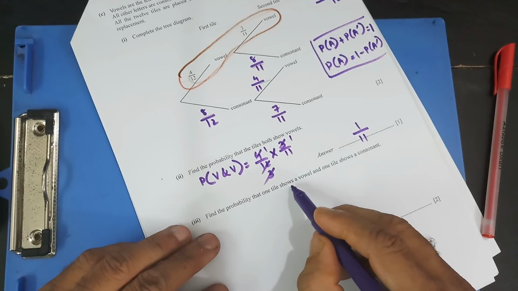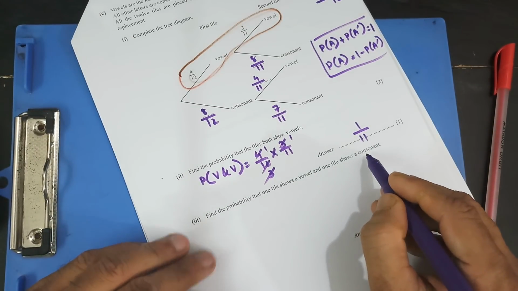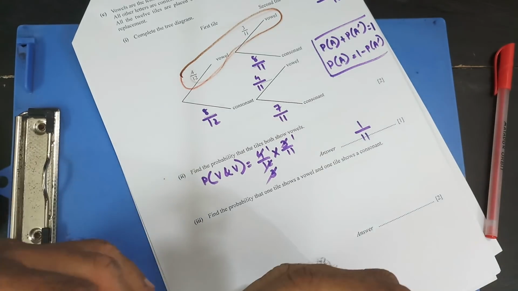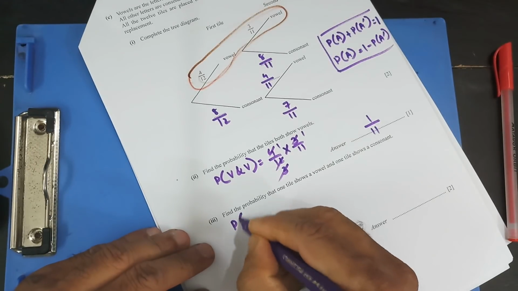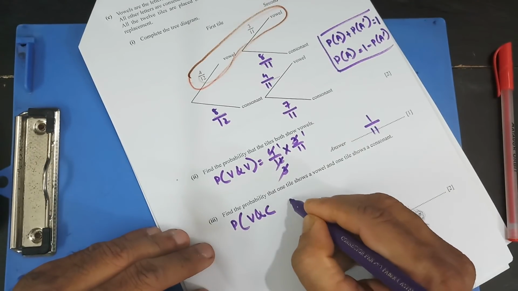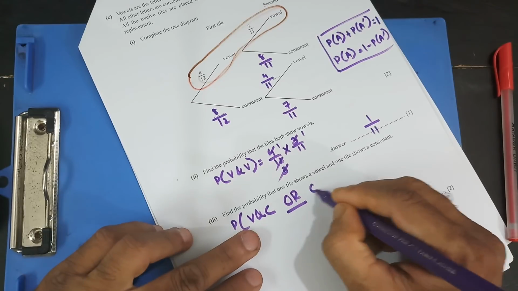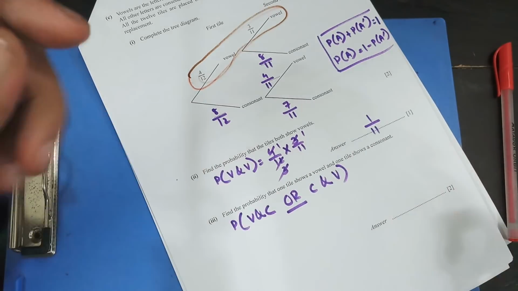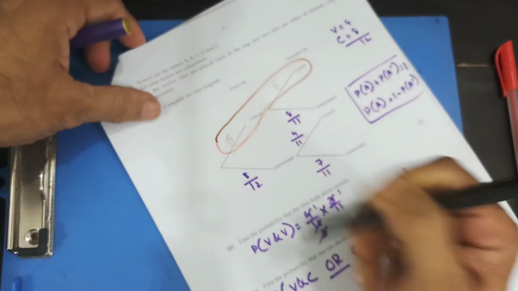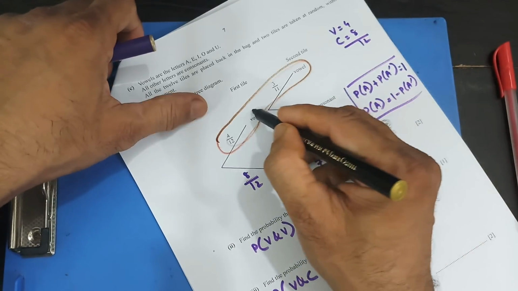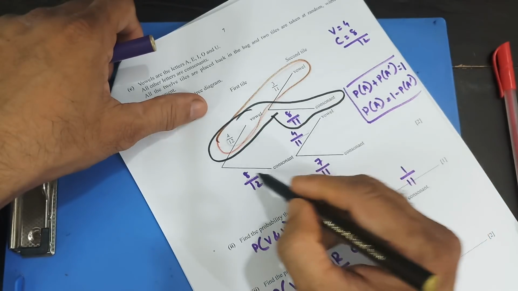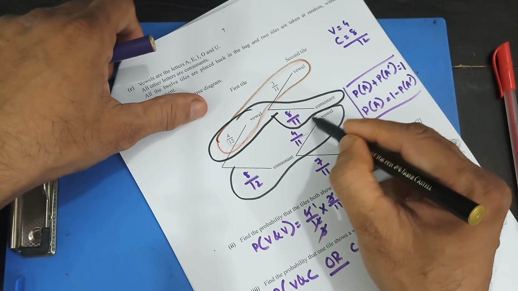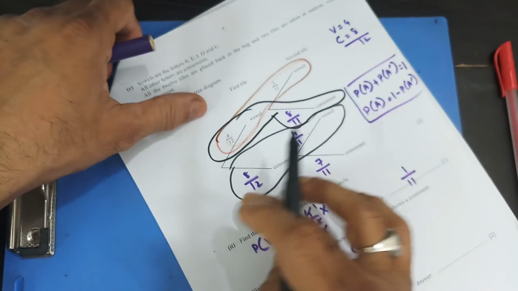Find the probability that one tile shows a vowel and one tile shows a consonant. Now, it didn't say the first one is a vowel. It says one vowel, one consonant. So I can have vowel and consonant, or I may have consonant and vowel. So there must be 2 different branches like that. Say vowel and consonant, so I want this one, or I want consonant and vowel. I don't want both vowels or both consonants.